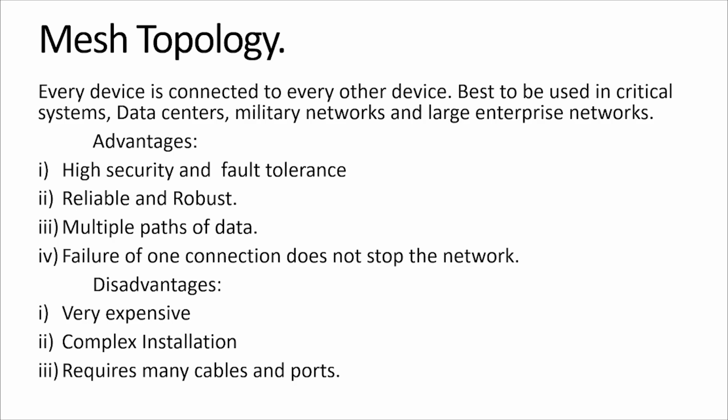In mesh topology, if one device fails, it does not affect the whole network. Disadvantages: it is very expensive since each device is connected to every other device. So you can see it is very expensive. Complex installation. Also, it requires many cables and ports because each device is connected to every other device. So you can see one device can have multiple connections.